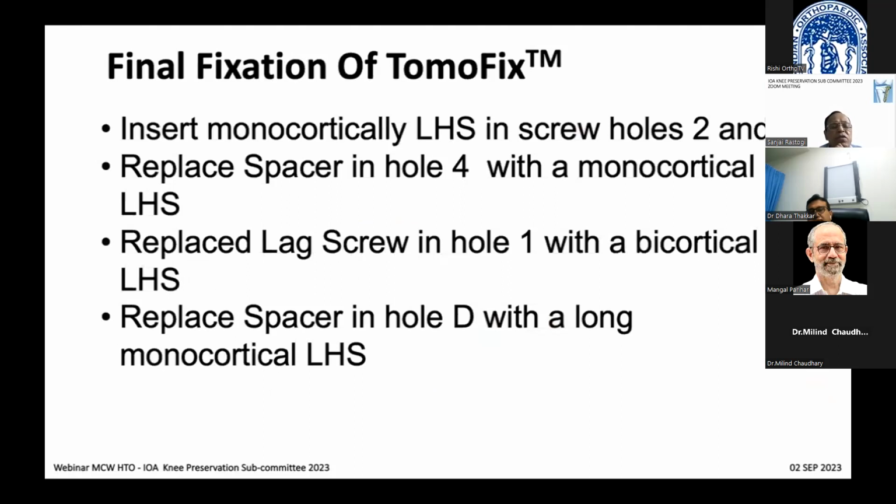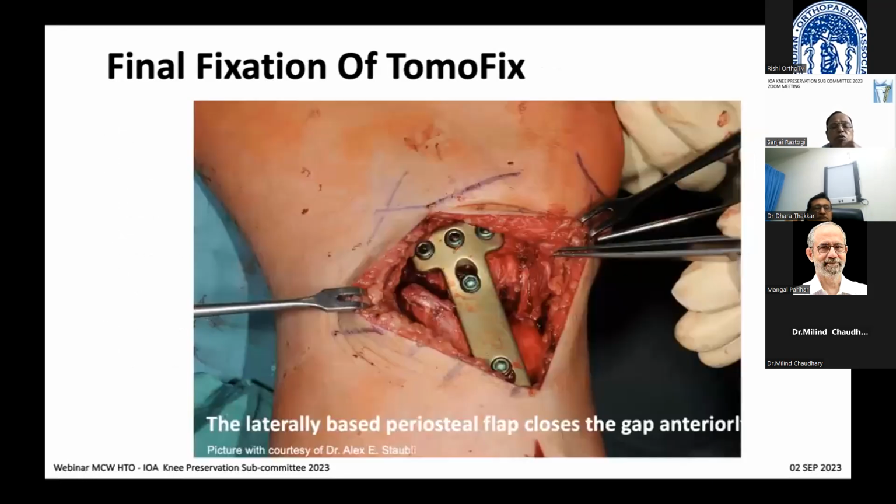And then after we are satisfied with the correction, we insert monocortical locking head screws in holes 2 and 3. Then we replace the spacer in hole 4 with a monocortical screw. After that, the bicortical locking head screw is put in hole 1. After we have removed the lag screw, the spacer from the D hole is removed and a monocortical locking head screw is passed. So this is the final correction.